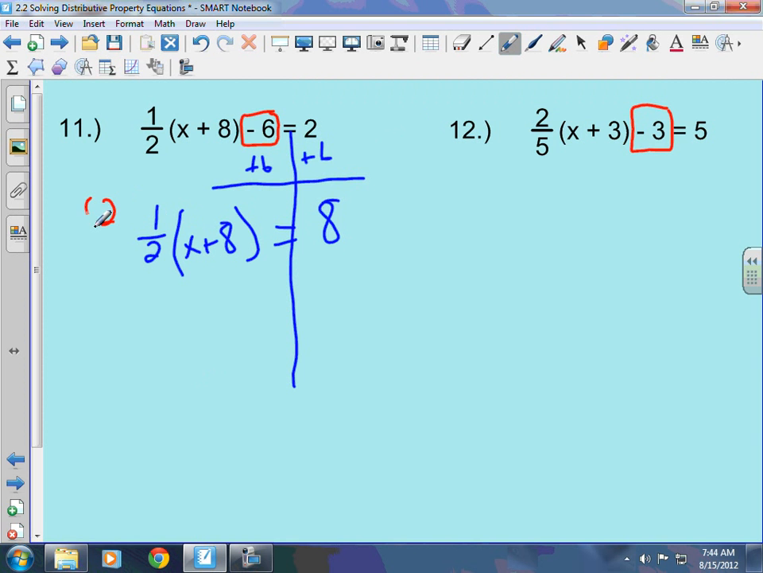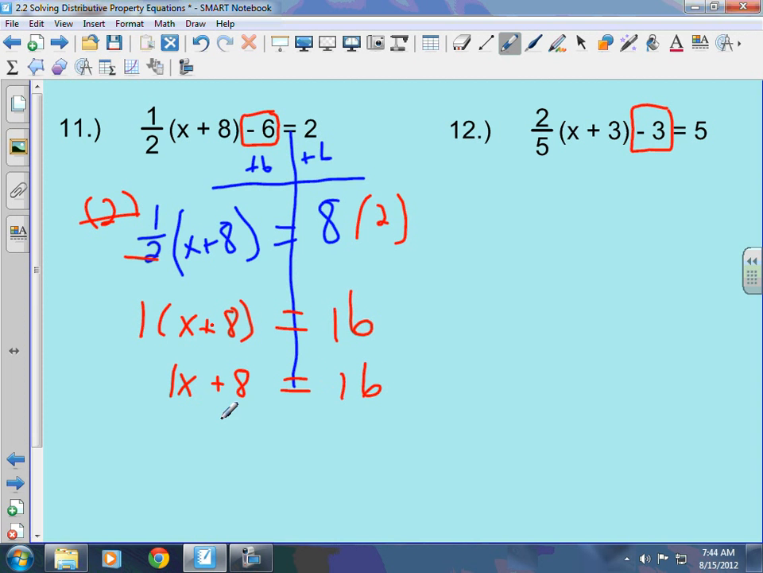Now, I can go ahead and multiply both sides by the bottom number of my fraction. These 2's cancel out. 1 times x plus 8 equals 16. Distribute the 1. 1x plus 8 equals 16. I'm going to subtract 8. So I get 1x equals 8. I can divide by 1 if I want to, but there's no reason to. That's my answer. Okay? Number 12, you should be able to do on your own.